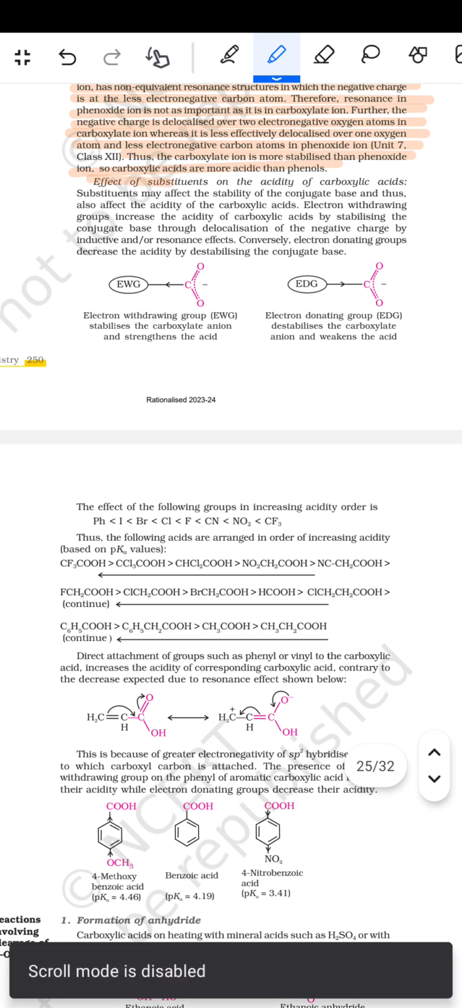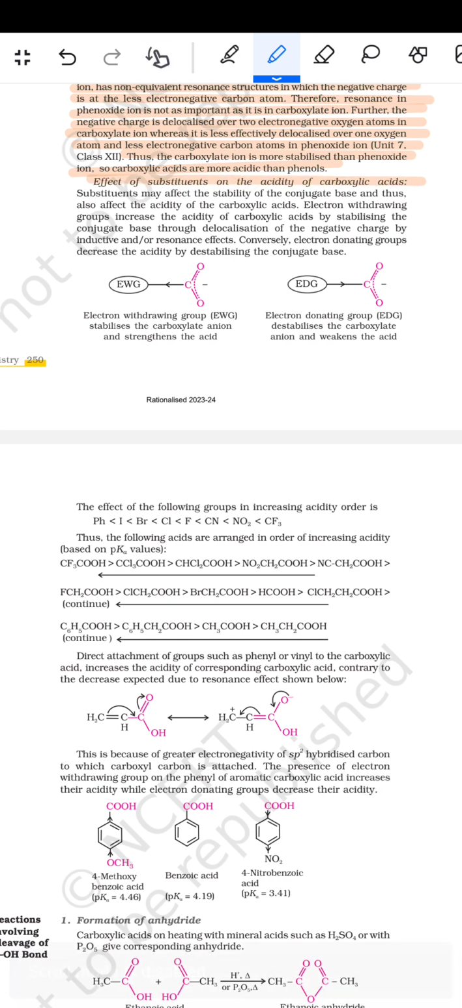Now, the effects of substituents on the acidity of carboxylic acids. Substituents may affect the stability of the conjugate base and thus also affect the acidity of the carboxylic acid. Electron withdrawing groups increase the acidity of the carboxylic acid by stabilizing the conjugate base through delocalization of the negative charge by inductive or by resonance effect. Conversely, electron donating groups decrease the acidity by destabilizing the conjugate base. The electron withdrawing group EWG stabilizes the carboxylate ion and strengthens the acid. Electron donating group EDG destabilizes the carboxylate anion and weakens the acid.